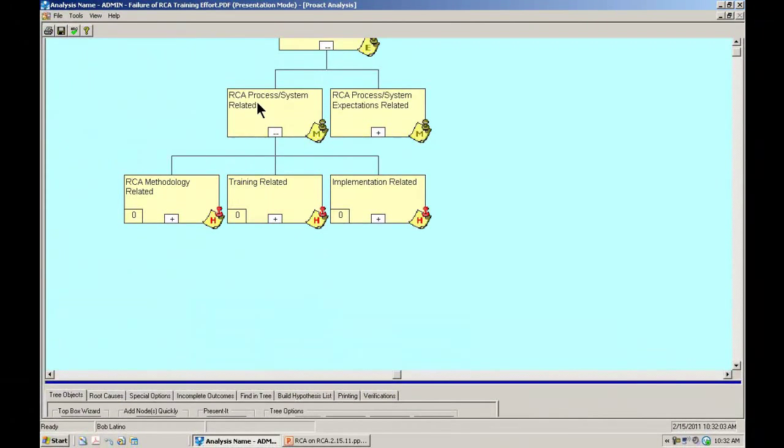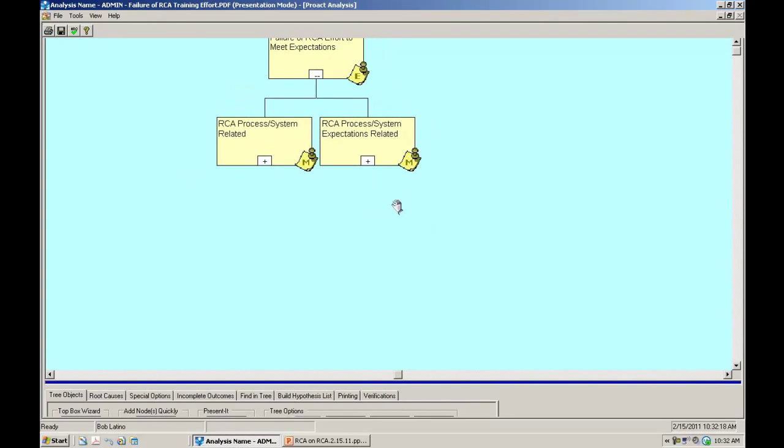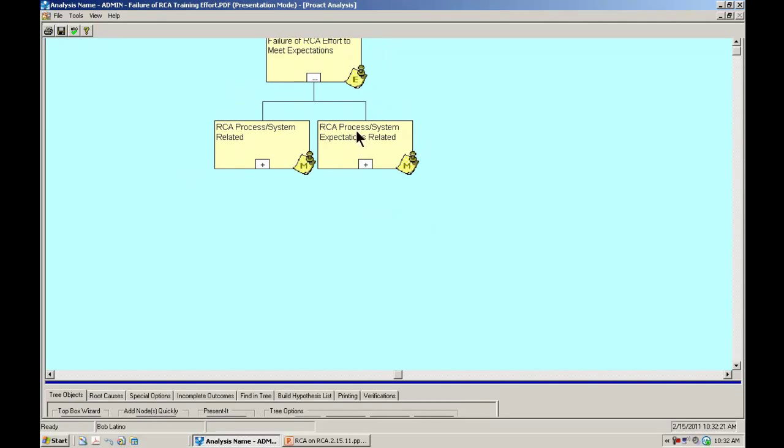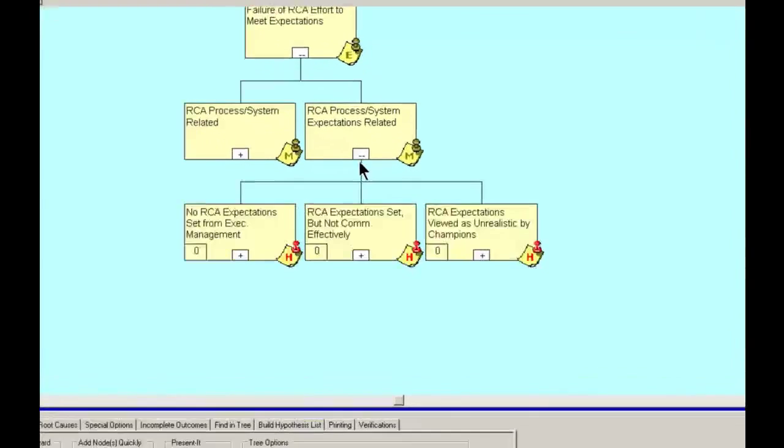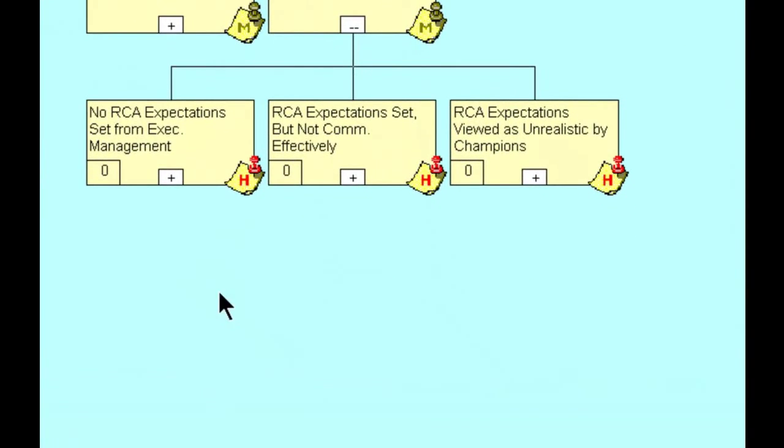Okay, so we've looked at the RCA process as being system related. Again, the major components: the methodology, the delivery in terms of training, and then the actual implementation by the analyst. Let's go ahead and look at the RCA process system expectations related. How can they contribute to our RCA process not being effective?